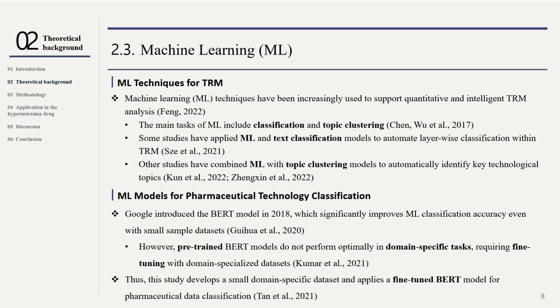The main tasks of ML include classification and topic clustering. Some studies have applied ML and text classification models to automated layer-wise classification within TRM. Other studies have combined ML with topic clustering models, and one of the most widely used ML models is BERT. Google introduced the BERT model in 2018, which significantly improves ML classification accuracy.